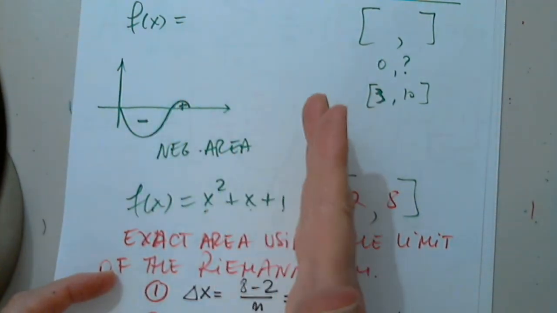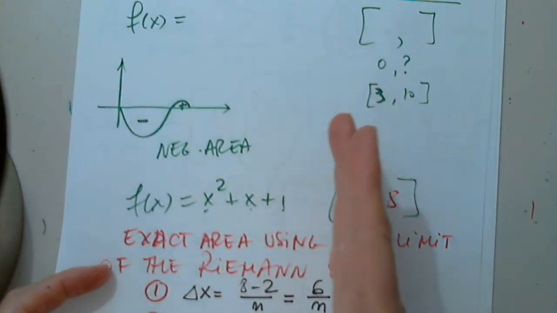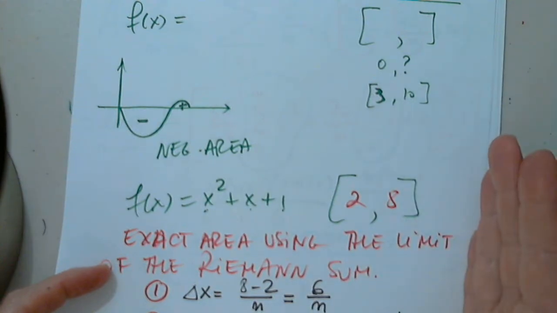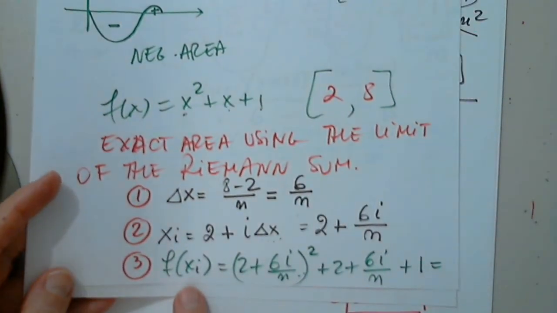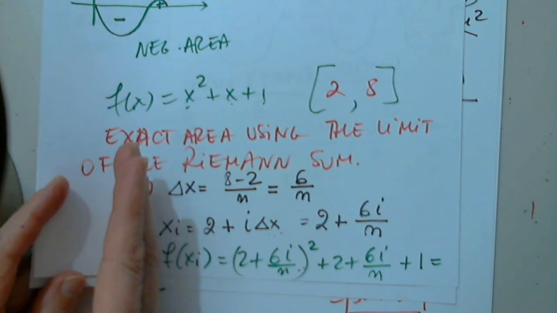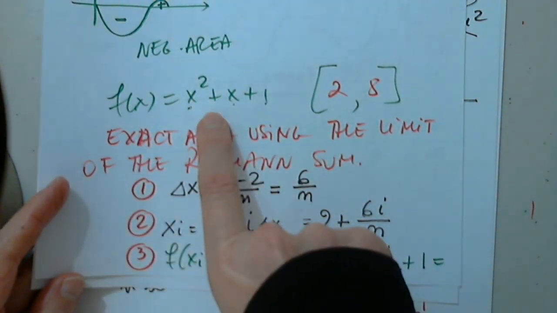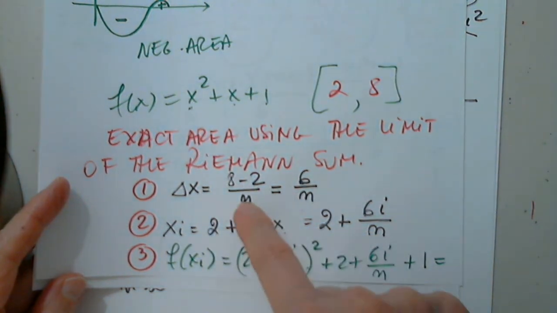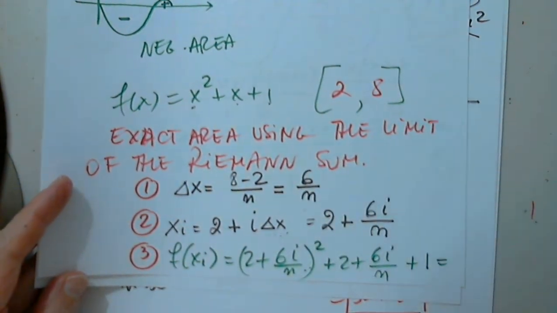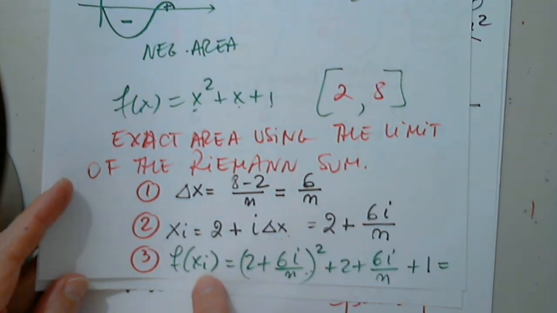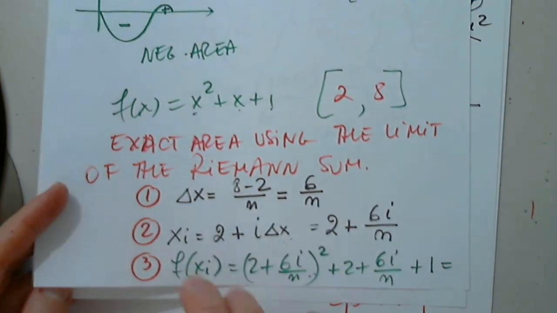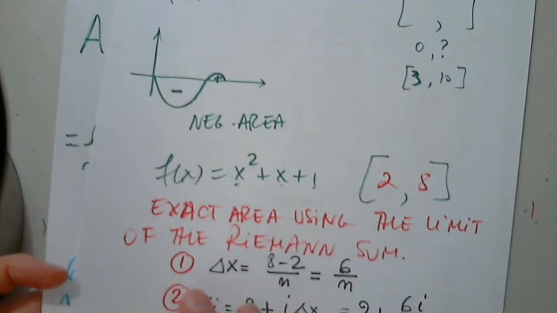That changes. For each rectangle, there is a different height. That's why I need f of xi. For the first interval is this height. For the second interval, maybe this. For the third interval, maybe this, depending on which interval I'm in. I clean this up completely.